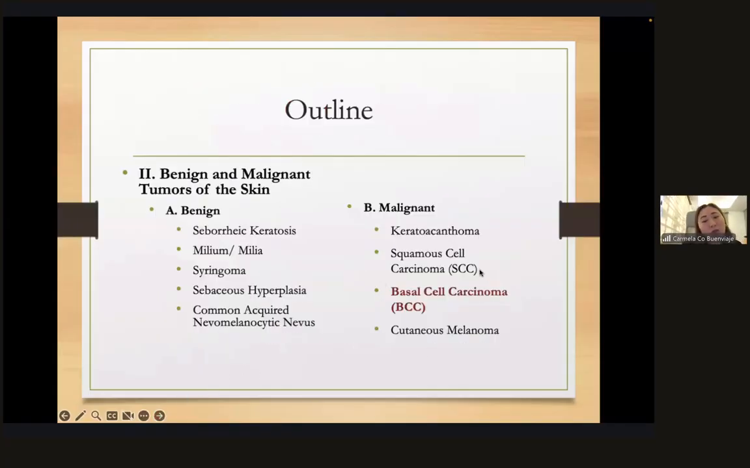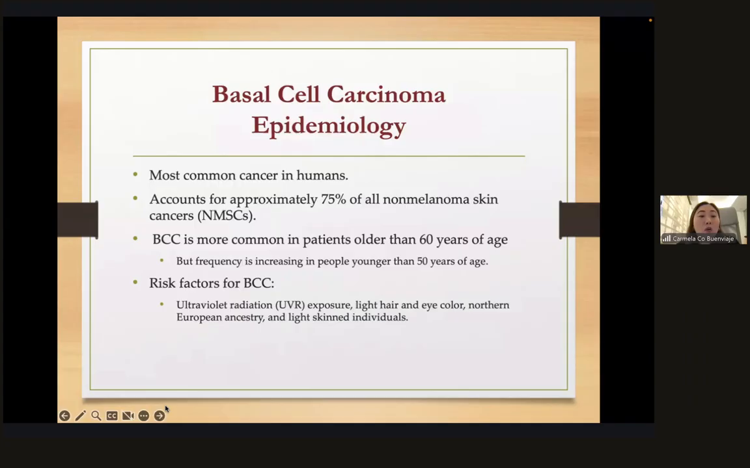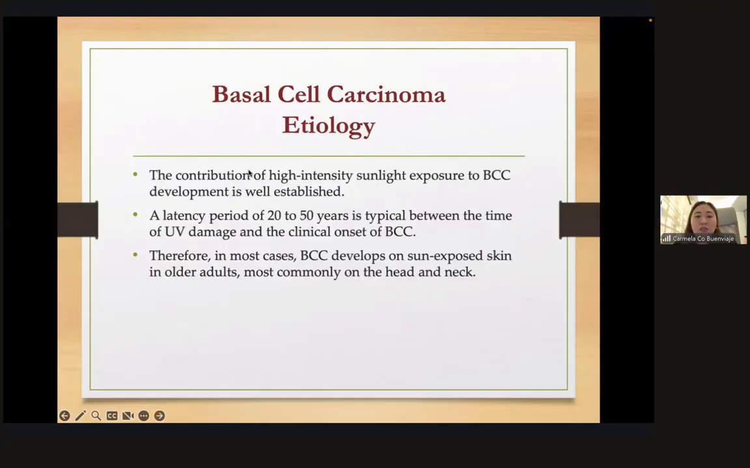Okay, so next let's go to basal cell carcinoma or BCC. This is the most common cancer in humans. It accounts for approximately 75% of all non-melanoma skin cancers. BCC is more common in patients older than 60 years of age, but frequency is increasing in people younger than 50 years of age. So risk factors for BCC are ultraviolet radiation, light hair and eye color, Northern European ancestry, and again, light-skinned individuals.